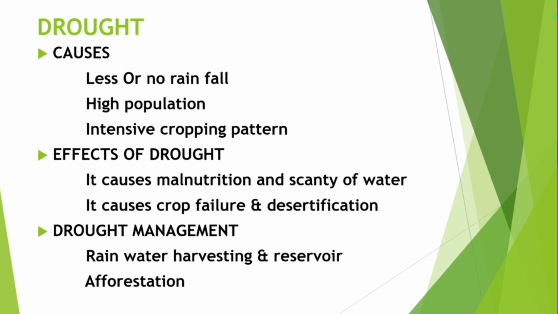Drought management. How we can control drought? Rainwater harvesting and reservoirs. If we do rainwater harvesting, or if we collect all the water from the rain, there will be no subsidence of water. Hence, we can conserve the water resources. And afforestation. As many plants as we can plant, it reduces drought.